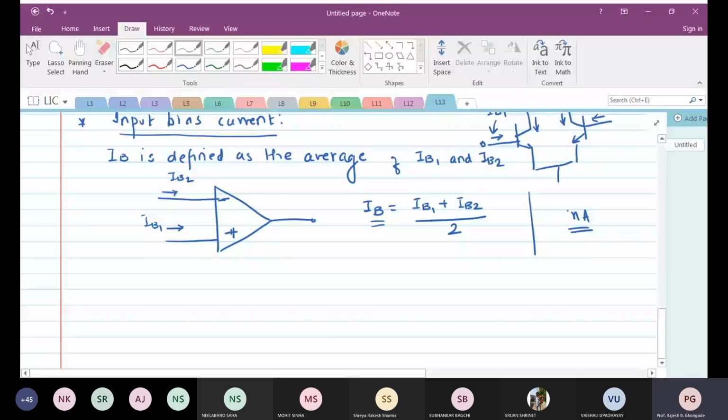For a typical IC called LM741, which is a general purpose operational amplifier, which is very famous, a variant of that is LM741C. This IB happens to be 500 nanoamperes maximum. This is what is given in the data sheet.